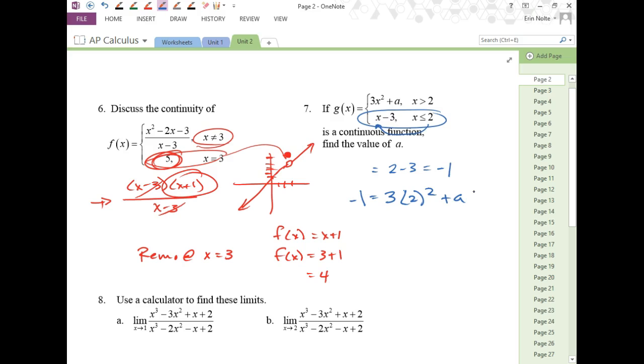We know what the x value is. We need to figure out what the y value is. We know now that the y value is negative 1, so we need to figure out the a value that makes that top piece true. So if I just solve that, I would have 4 times 3, so a is equal to negative 13.